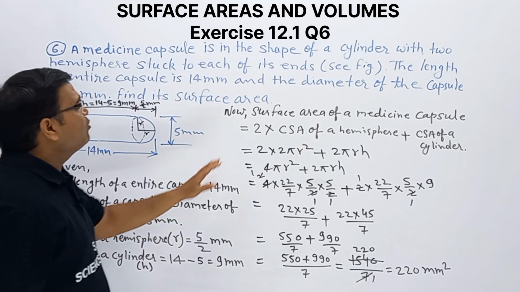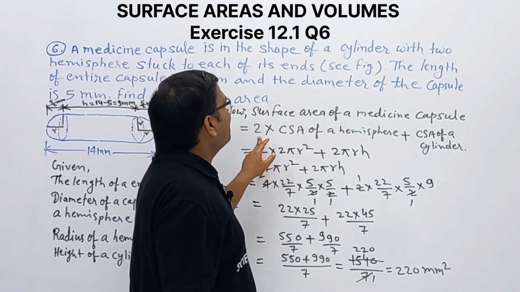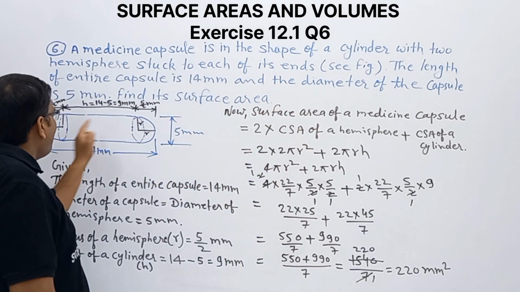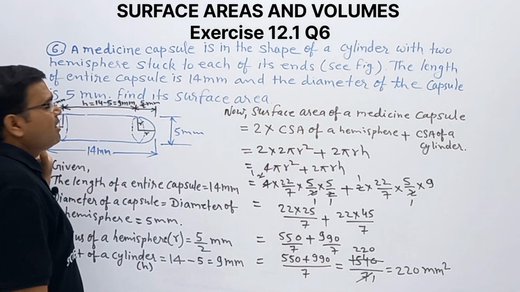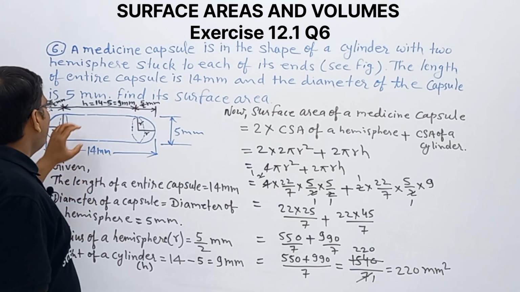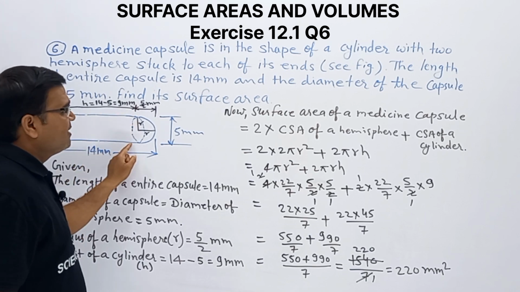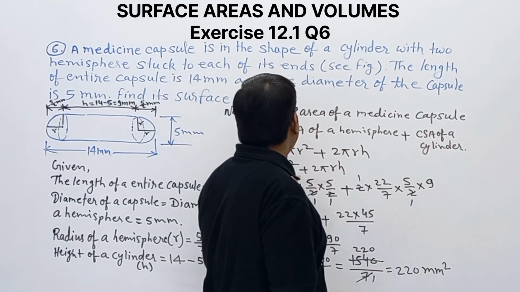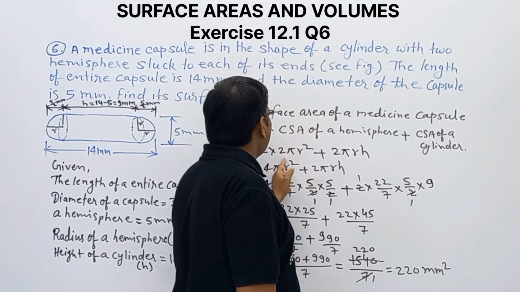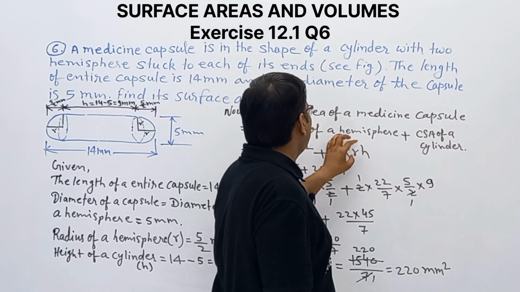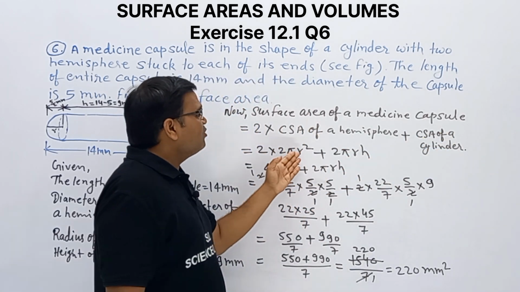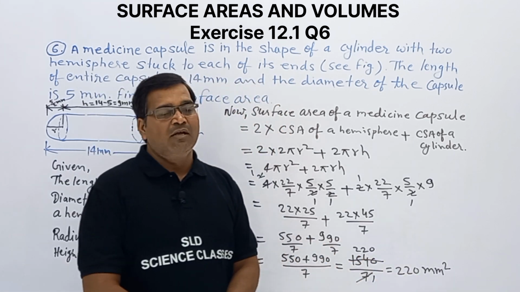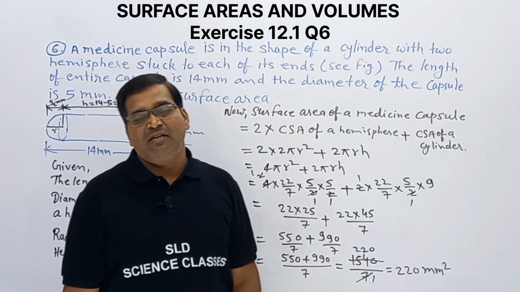Clear? Now the surface area of a medicine capsule will be 2 times the curved surface area of a hemisphere plus the curved surface area of a cylinder. Why we are doing this one? Because we are having this part and this part, and these are the curved surface area of a hemisphere plus curved surface area of a cylinder. Curved surface area of a hemisphere formula is this one, and curved surface area of a cylinder formula is this one. Now we are putting the values of R and H and solving, then we are getting 220 mm square will be the surface area of a medicine capsule.